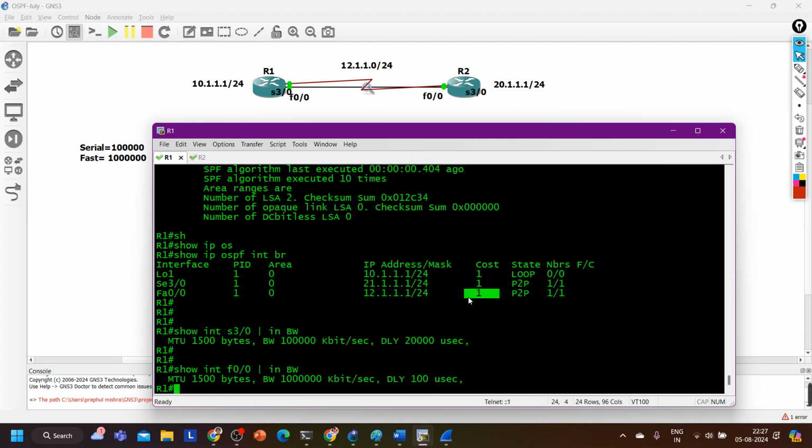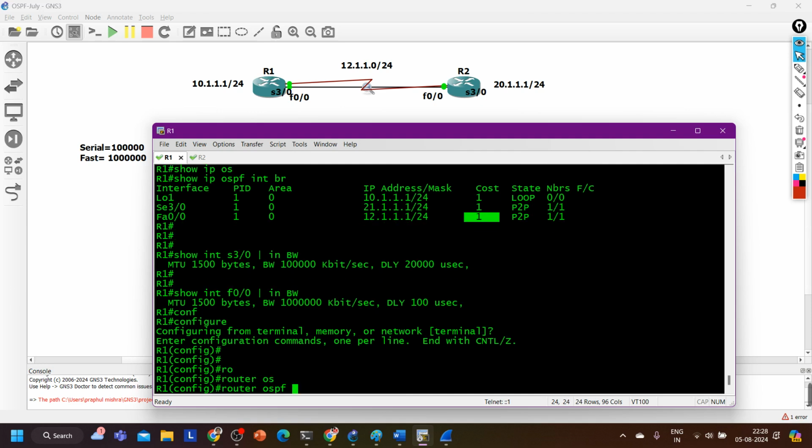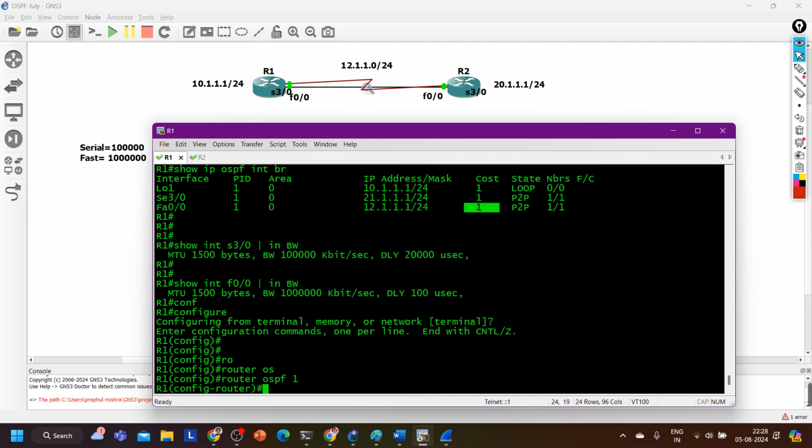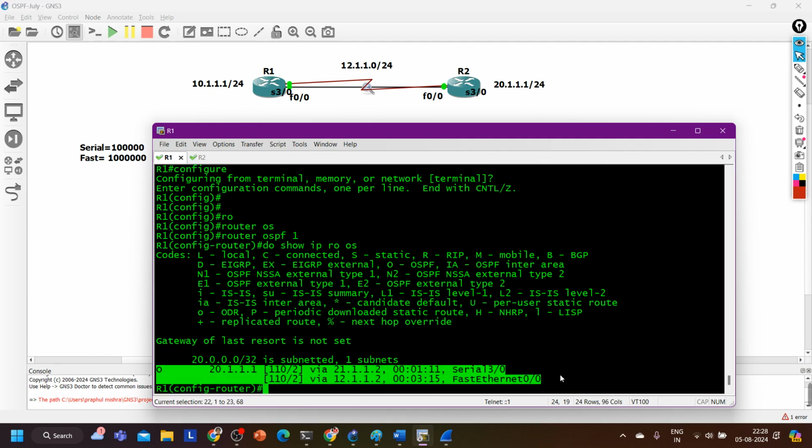change reference bandwidth. So here if I set reference bandwidth 200, automatically OSPF will calculate different metrics on different links. Right now it is calculating 1. So whenever OSPF calculates a cost value less than 1, it will consider it as 1, right? So, router OSPF 1, and in this scenario it will perform load balancing. So IP route OSPF. Now you can see router 1 is performing load balancing.